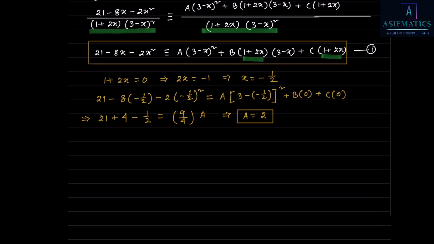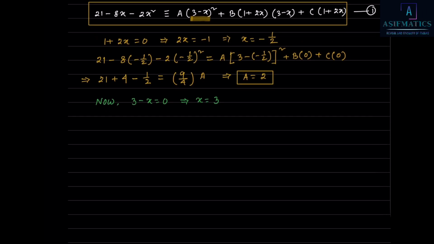Alright, now for the next case. We already have the a, so we want to find out b or c. So let's see, we want to find out c. This time, we can take 3 minus x, this factor, as 0. So we can write 3 minus x equals 0, or x equals 3.